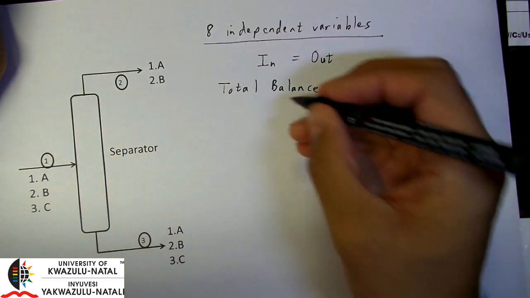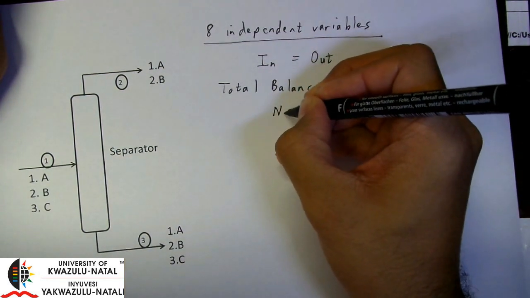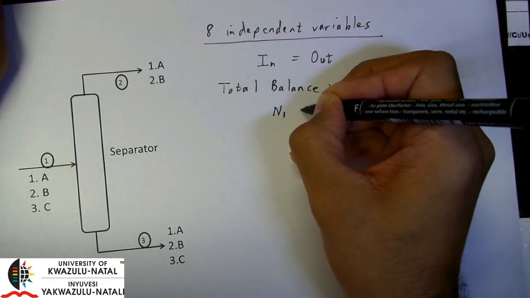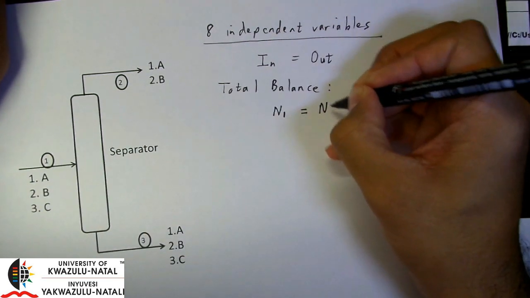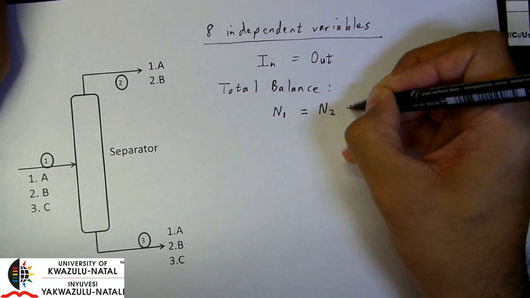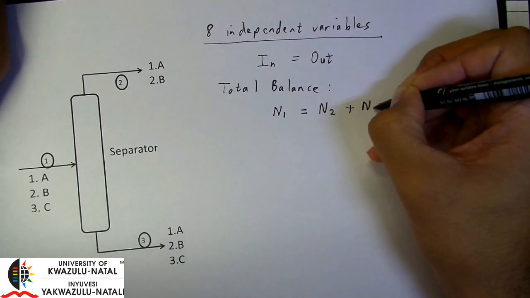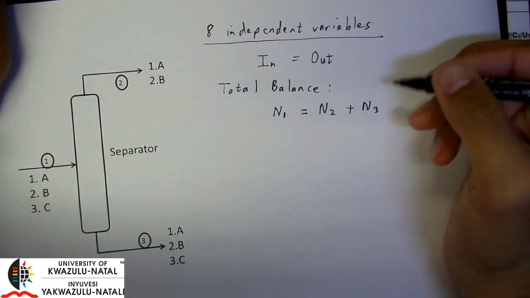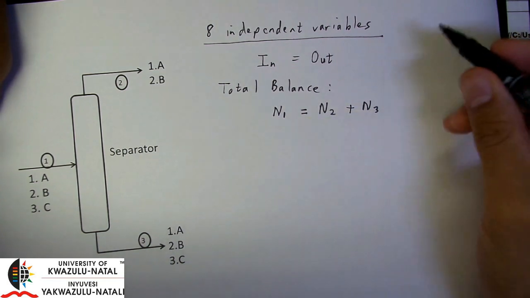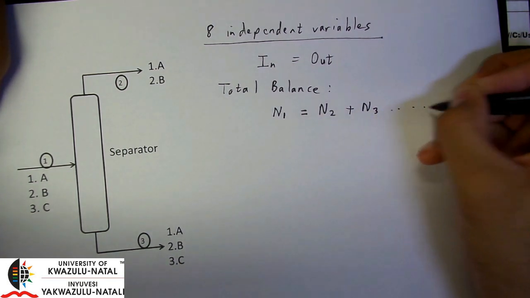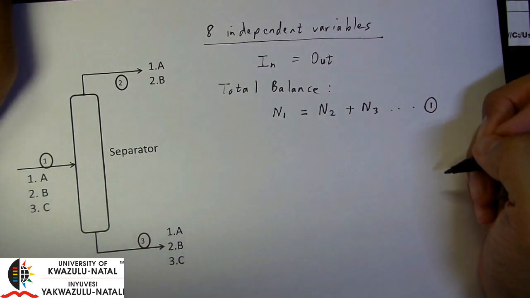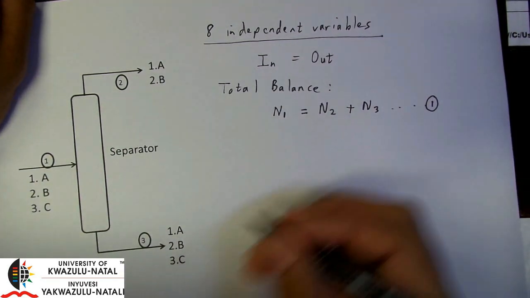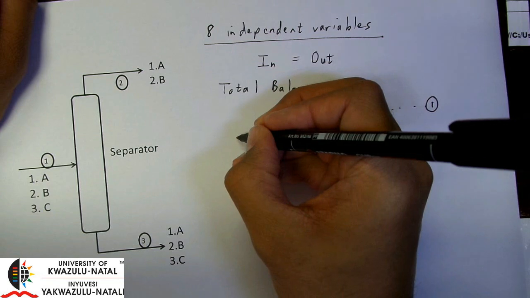Okay, and that would be the total flow rate in stream 1 should be equal to the total flow rate in stream 2 plus the total flow rate in stream 3. So that's one balance equation. We can also write component balances.